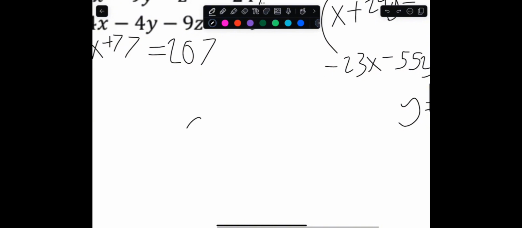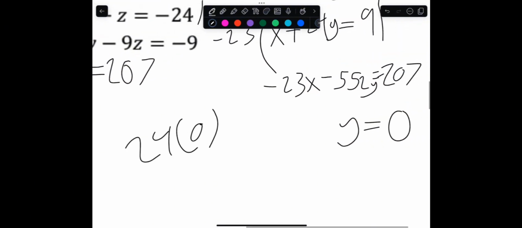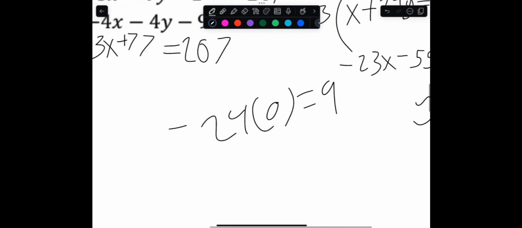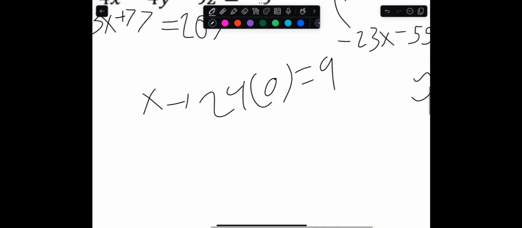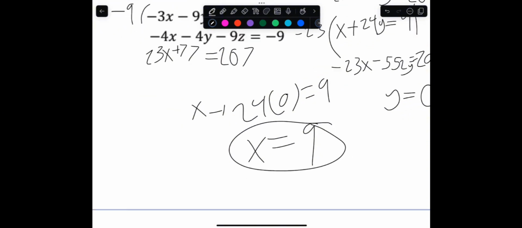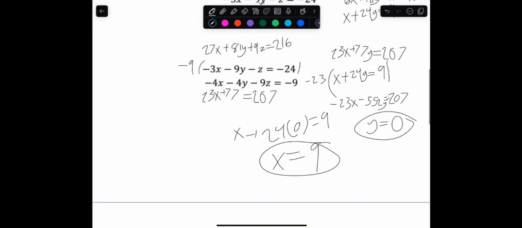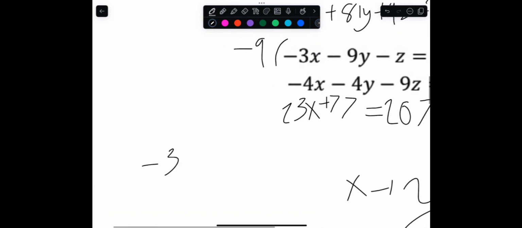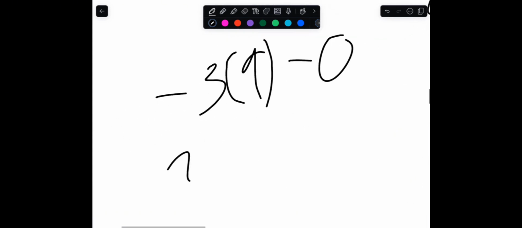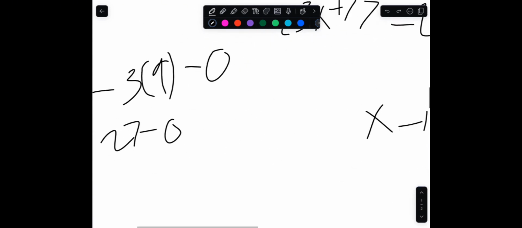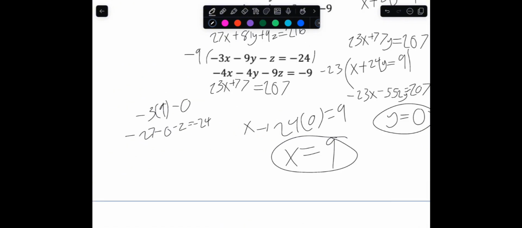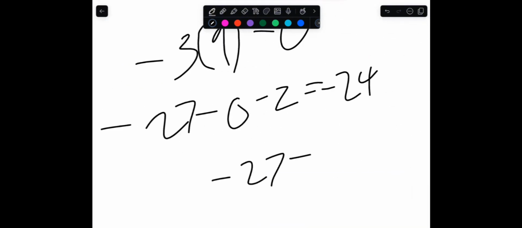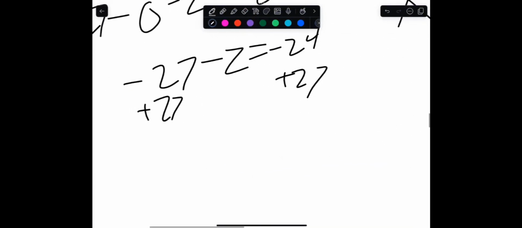Now, with our new information of y equals 0, we're going to substitute it in for y, and we should get x equals 9. And now with both these numbers, we're also going to do the same thing for z. Also note, you are substituting both x and y, so you will be using 9 as x and 0 as y.